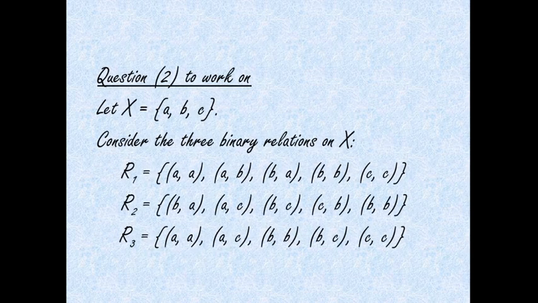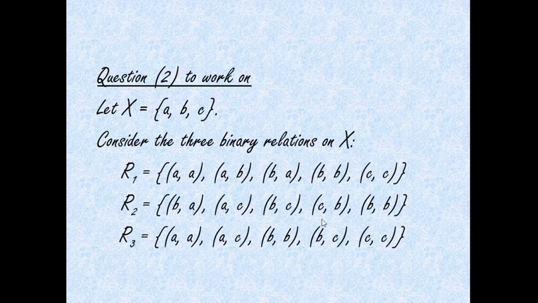So you have a question to work on. Given the set {A, B, C} denoted by capital X, you are given three binary relations on X: R1, R2, R3. These relations consist of ordered pairs, and definitely those ordered pairs, all of them, are elements from X cross X, right? So R1 is a subset of X cross X, R2 is a subset of X cross X, R3 is a subset of X cross X. So that means they are binary relations. You have three of them.